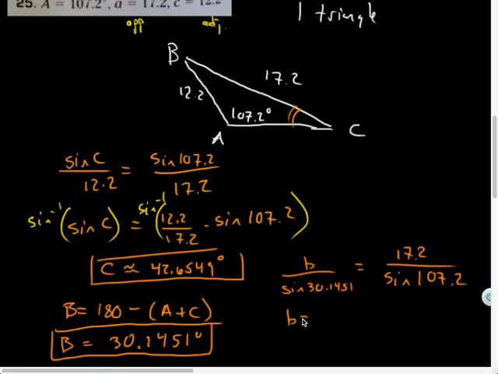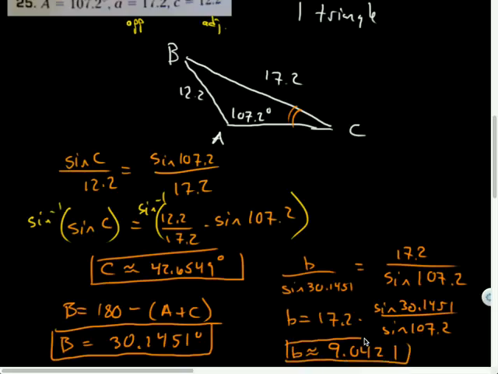And I would get B is equal to 17.2 multiplied by sine of 30.1451 over sine of 107.2. So B is approximately, I'm just going to do 17.2 multiplied by the sine of second answer, close parentheses, divided by sine of 107.2, close parentheses. And I get 9.0421. And that is not in degrees because that is a side length.